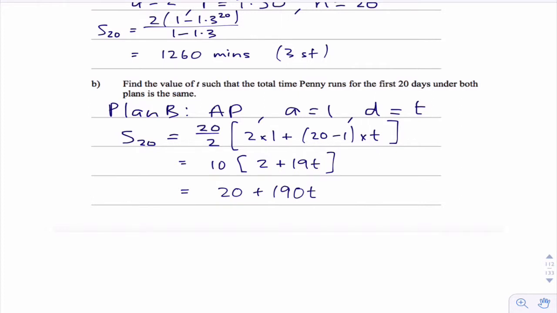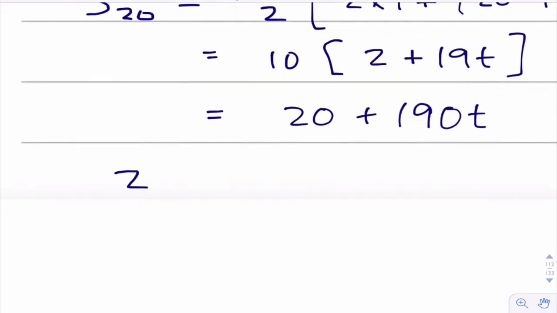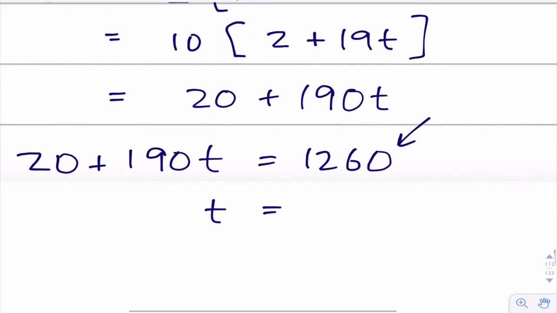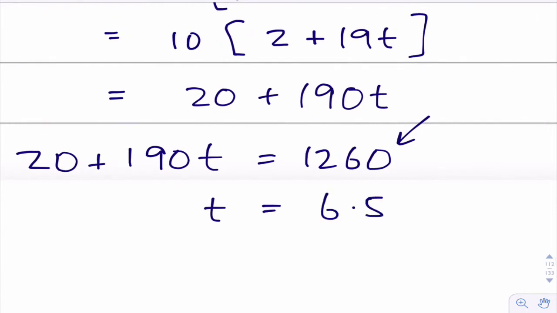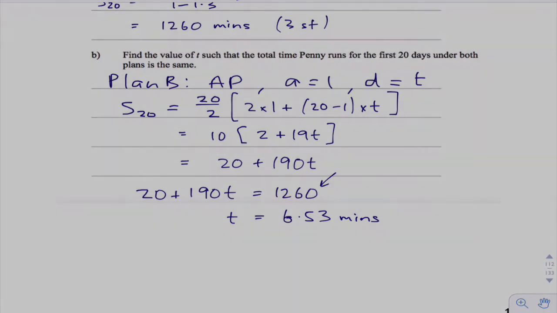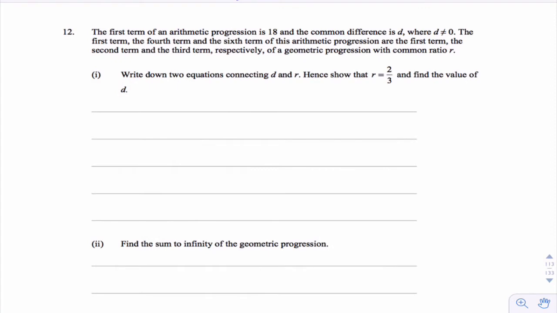So we want to find the value of t so that the total time that she runs is both the same. So in other words, we want when 20 plus 190t is equal to 1260, which was our value from part A of the question. So solving that equation, subtracting 20, dividing by 190 gives us about 6.53, and in this case minutes. Okay, she's increasing the amount of time she'd have to run by each day would be 6.53 minutes. Okay, question 12. We've got an arithmetic progression with a first term of 18.